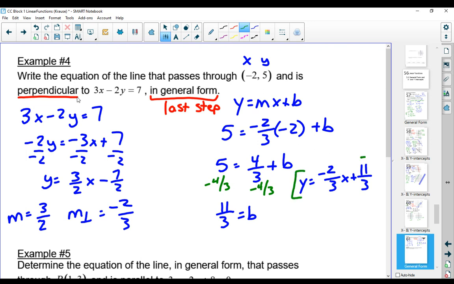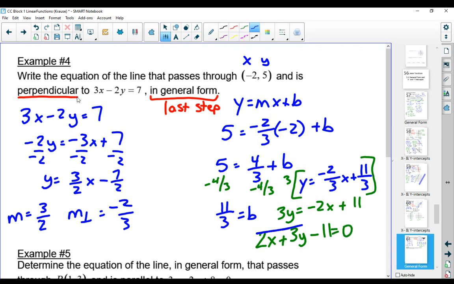The final step to put this into general form is to multiply everything by 3. So we're going to have 3y equals -2x plus 11. We're going to move the 2x and the 11 to the other side, and I'll have 2x plus 3y minus 11 equals 0. Notice the 3y didn't move, so I didn't change the sign. So my final answer is 2x plus 3y minus 11 equals 0.